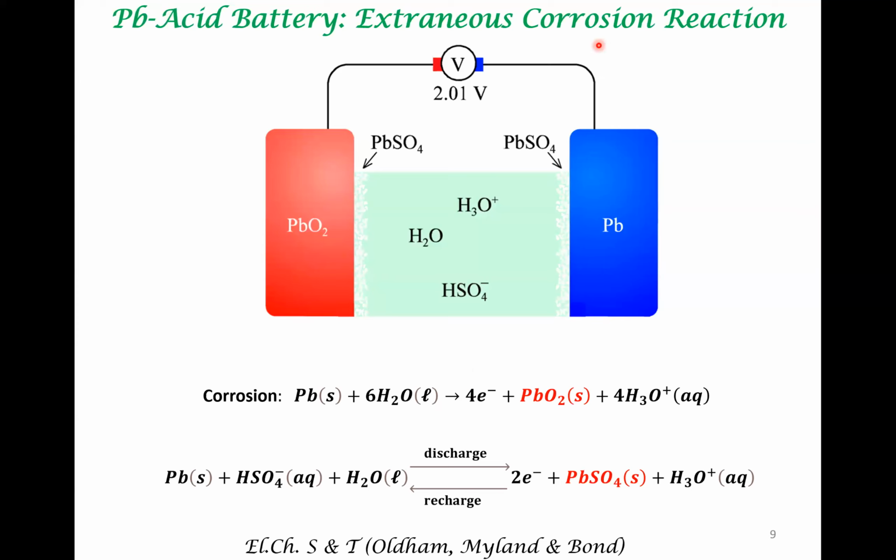One is an extraneous corrosion reaction. This is the reaction you want. That is, you want lead to be converted to lead sulfate. However, the unwanted reaction is the corrosion reaction. Lead can just convert to lead dioxide. You don't want that, and this doesn't really contribute to your cell potential. So this is something that has to be avoided. There are many ways of addressing this corrosion issue. We won't go into this.